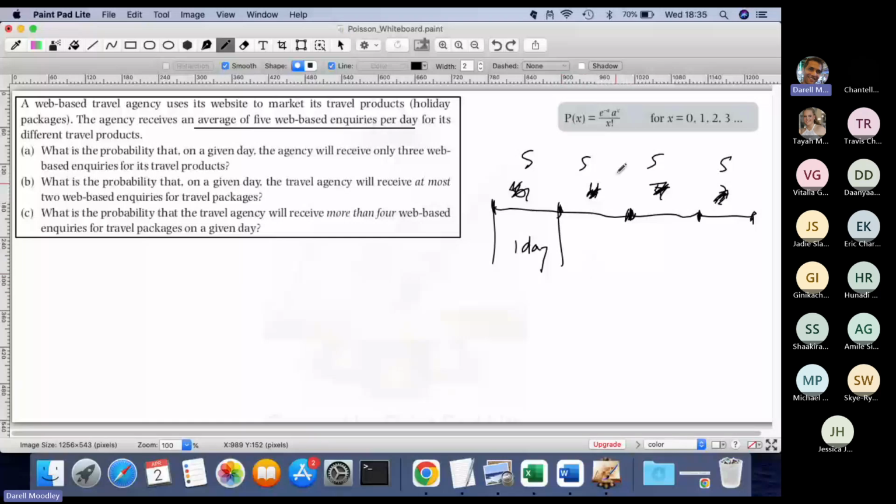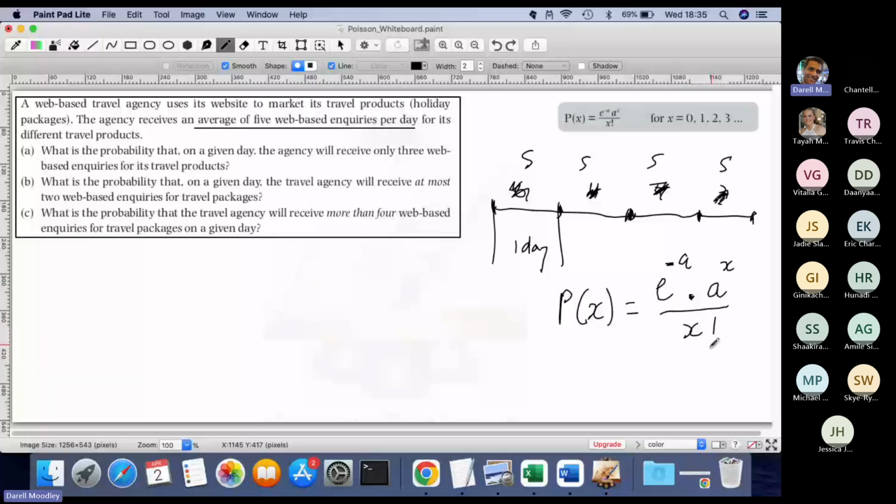All right, and for the Poisson formula, you're going to use this formula here. So you don't need to memorize it. It's in your formula sheet, but I'll take you through how to use it. It's e to the minus a times a to the x all over x factorial.